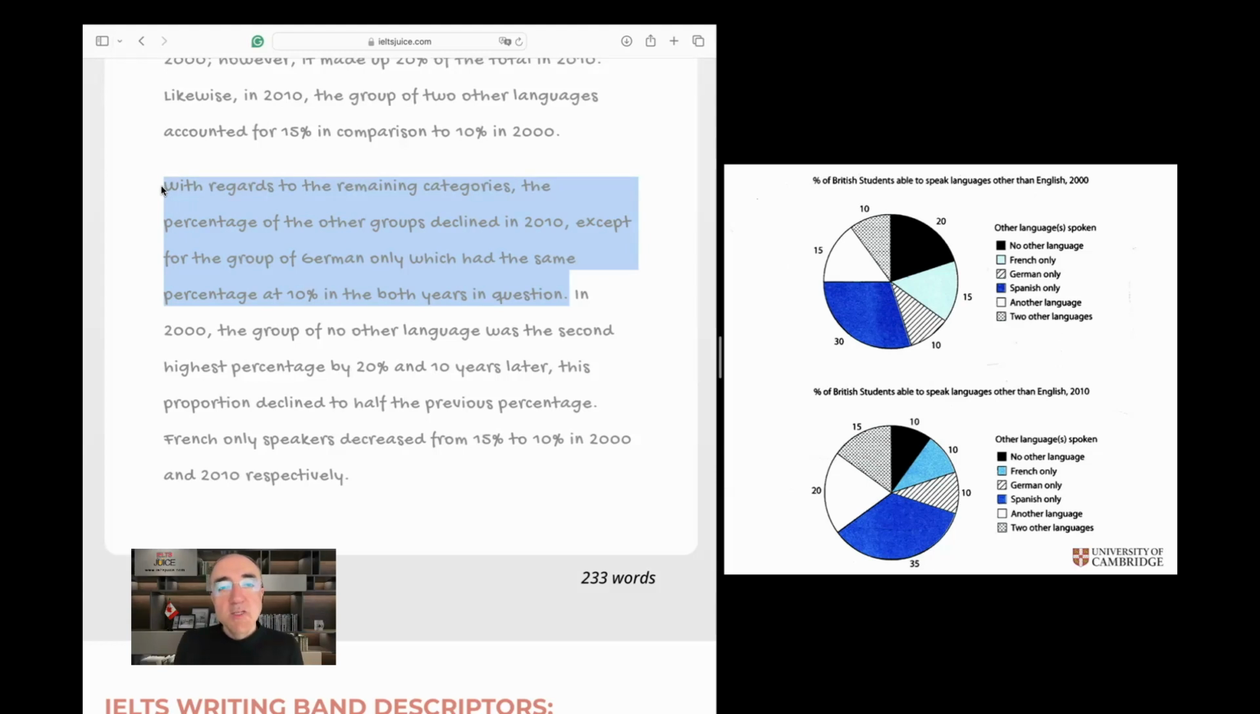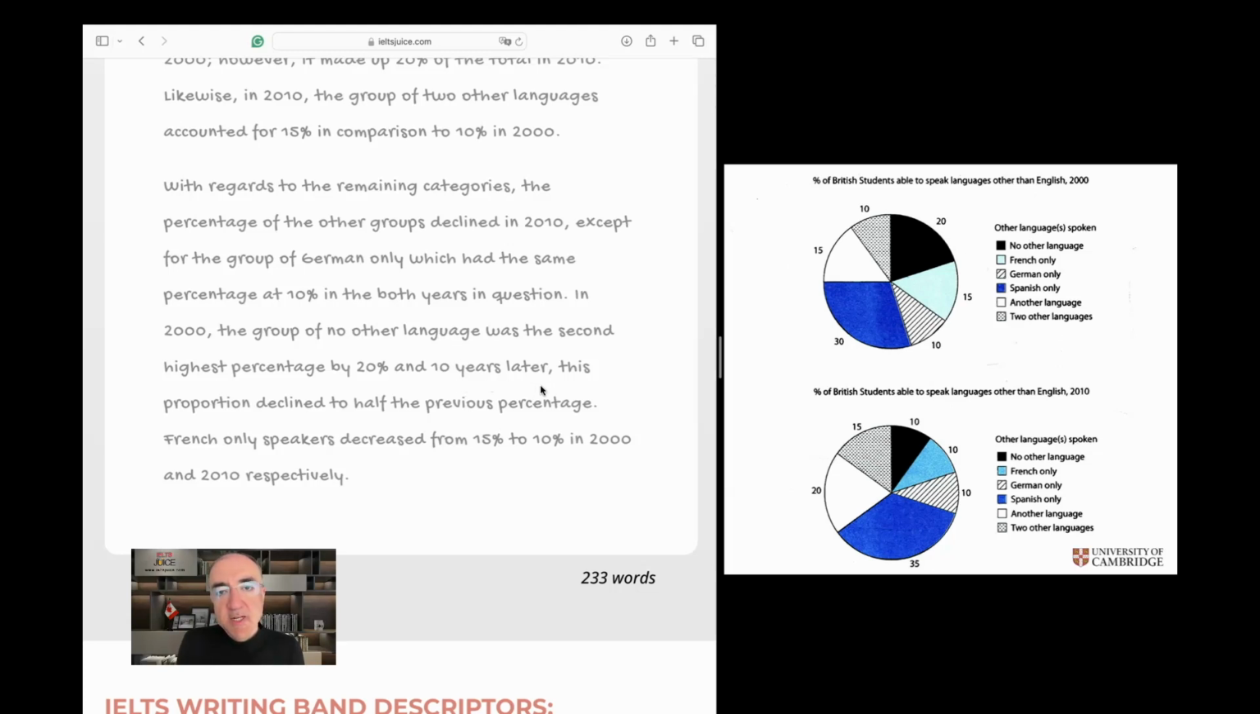I wouldn't include the exceptional right off the bat, right in the intro of this paragraph. I wouldn't put it there. But that would just be something for higher school. In 2000, the group of no other language was the second highest percentage by 20%. Let's see. In 2000, no other language was 20%.